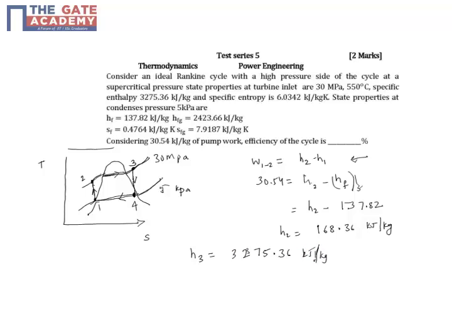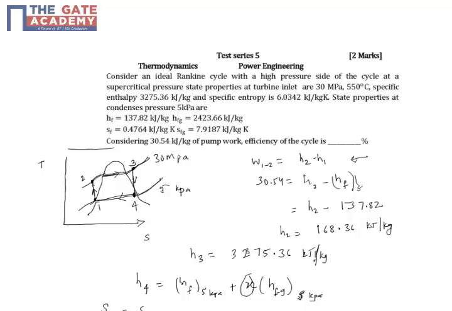Now remember that H4 is basically HF at 5 kPa plus, because it's a wet mixture, you need to have some portion of vapor and some portion of liquid, so X times HFG at 5 kPa. Now we know this HF and HFG at 5 kPa, but what I don't know is the dryness fraction value. So for this we also use a property of this process 3 to 4. Now 3 to 4 is a reversible adiabatic process, so S3 is equal to S4.